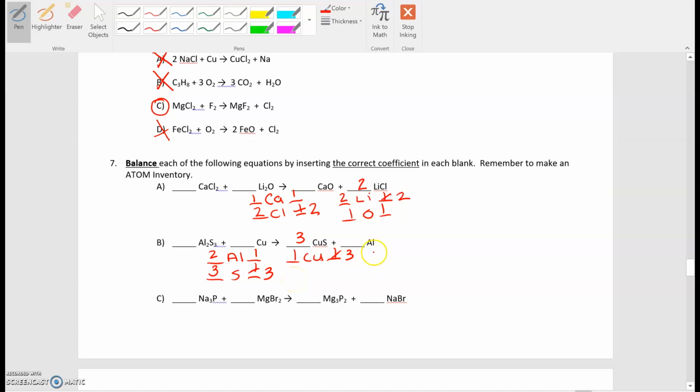So what's nice is that the aluminum and copper are alone, so I can just put, I need 3 coppers on the reactant side, so I would do 3 times 1. On the product side, I need 2 aluminums. That's just 2 times 1, and now it's balanced.